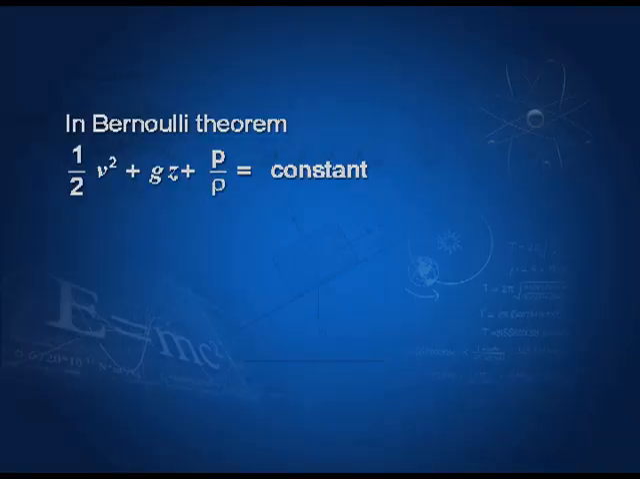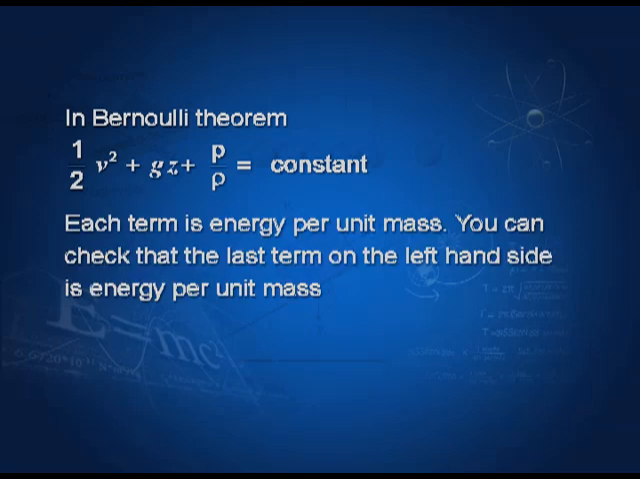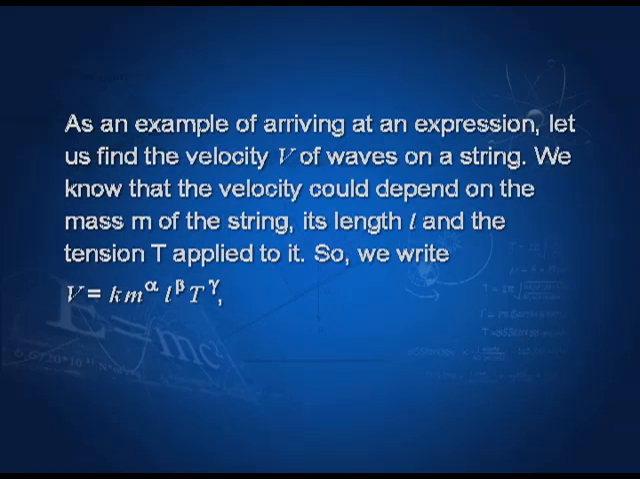In Bernoulli's theorem, you are familiar with this theorem, I am sure. Half v squared plus g z plus p by rho is constant, and we said earlier that each term of the equation must have the same dimensions. Here also, each term is energy per unit mass. You can check that the last term on the left hand side is energy per unit mass. As an example of arriving at an expression, let us find the velocity v of waves on a string.